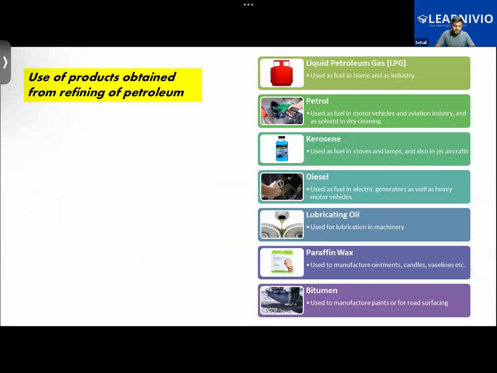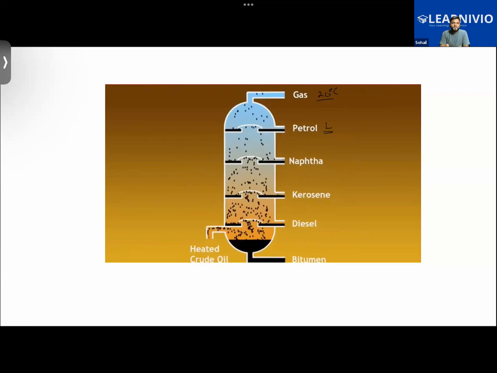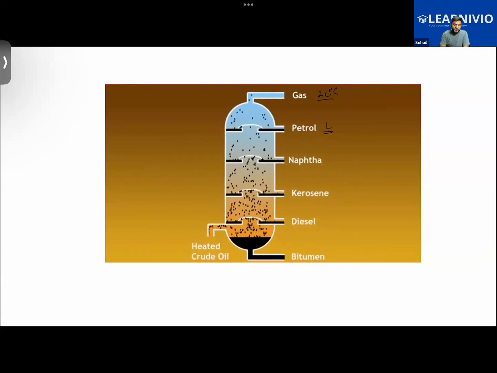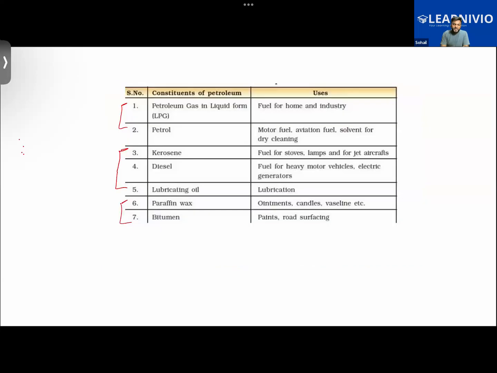Then we did learn about refining also. In refining, the principle is that different fractions of the petroleum have different boiling temperatures. Different components have different boiling temperatures. Like at a crude oil temperature of about 20 degrees Celsius, LPG gas would come out. So different components have different boiling temperatures, and we learned about that. We learned about the uses of different components of the petroleum.